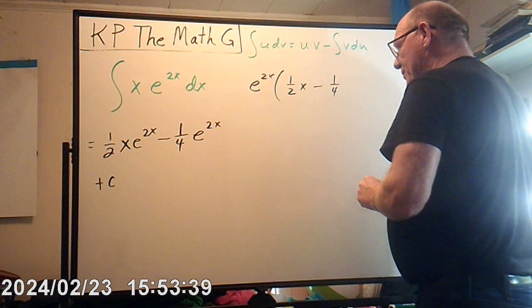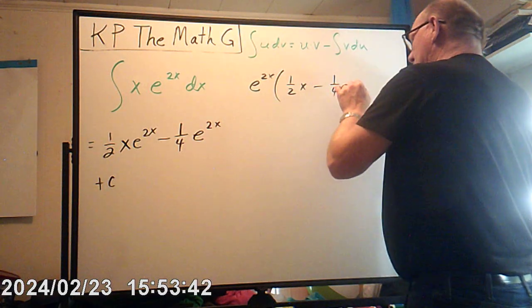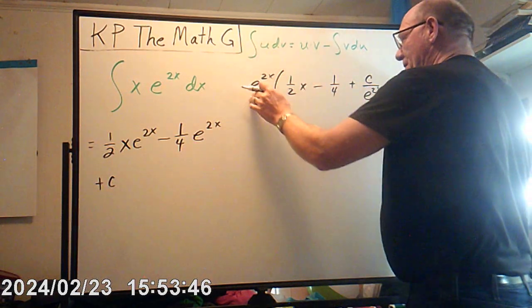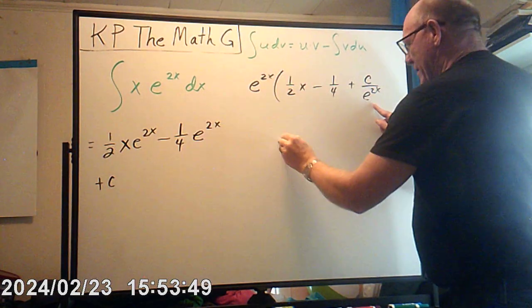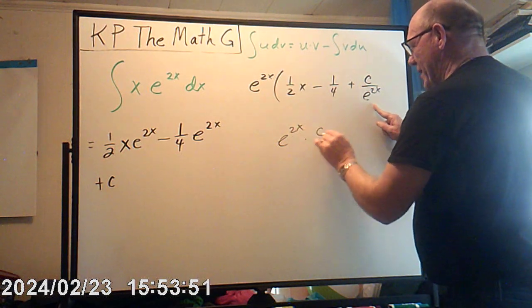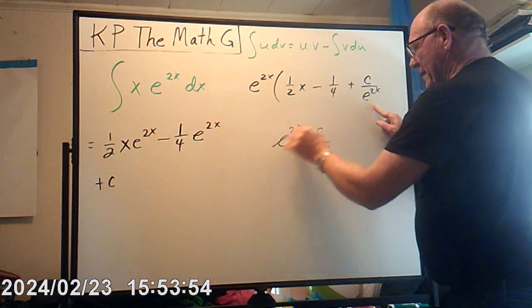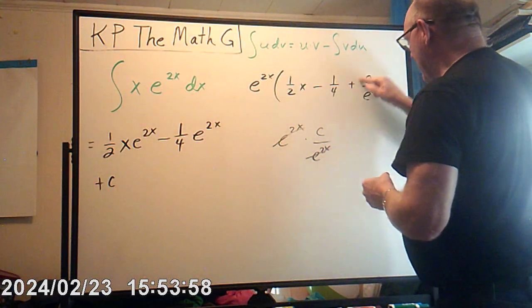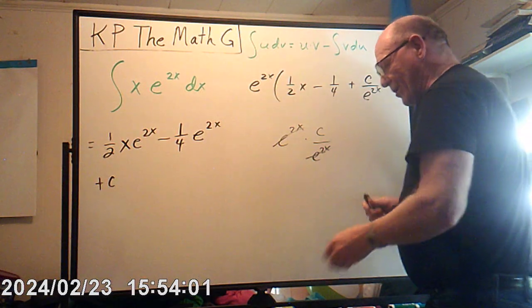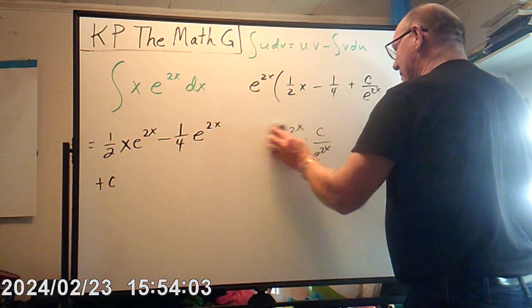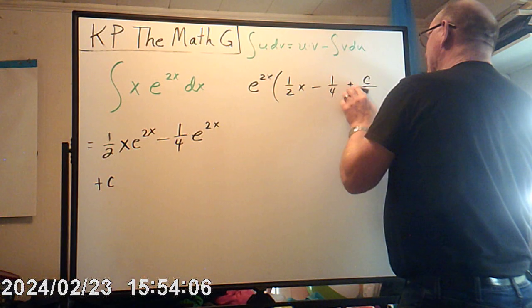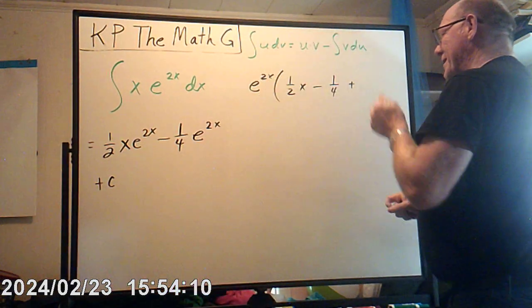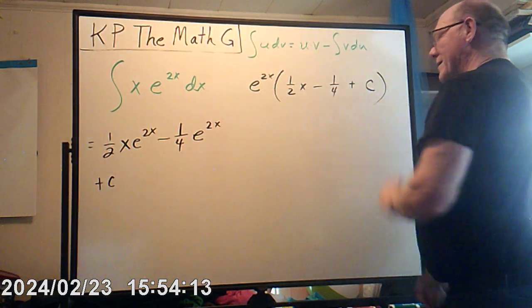Yep, minus 1/4. And then, of course, I could put plus c over e to the 2x, because if I multiply that back together, e to the 2x times c over e to the 2x, that will give me c back. That is not necessary to do. This is just a constant, so we're just going to leave that c out there, just like that. C is c, okay? Don't get into that habit, okay? That is just c, all right?